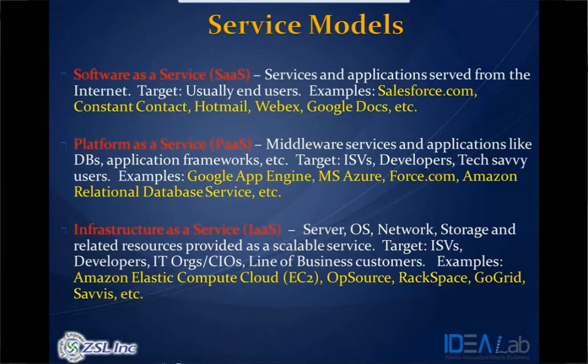Platform as a service, middleware services like applications, databases, application frameworks. So all these kinds of services offered are basically the platform as a service. One typical example is the Google App Engine, Azure, Force.com's platform, the Amazon's relational database service, kind of a platform as a service. So what they do is they provide you services.